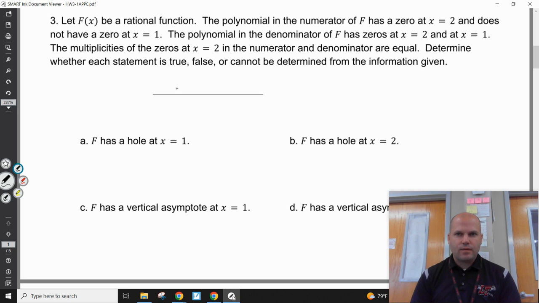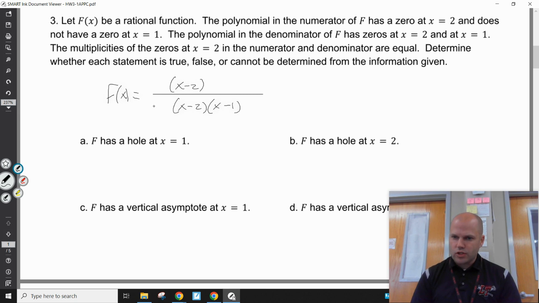So we have a 0 at x equals 2, so I'm going to have x minus 2 as a factor in the numerator. Does not have a 0 at x equals 1. The denominator has zeros at x equals 2 and x equals 1. We don't have a 0 in the numerator at x equals 1. The multiplicities of the 0 at x equals 2 in the numerator and the denominator are equal. Okay. All right, so this is our rational function.